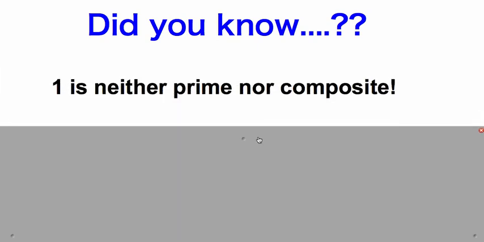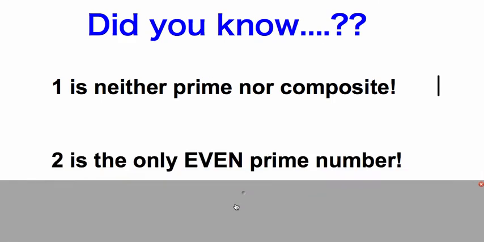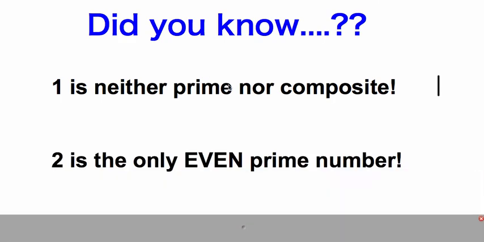Did you know, here's a couple interesting facts about numbers. The number 1 is neither prime nor composite because the number 1 only has 1 factor. It doesn't have 2 factors or any more than that. It only has 1 factor. And another little did you know tip is 2 is the only even prime number because it only has 2 factors, the number 1 and itself.